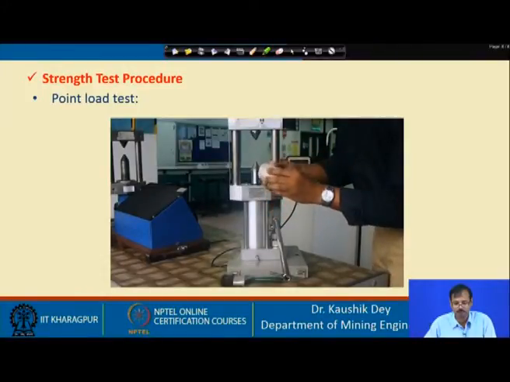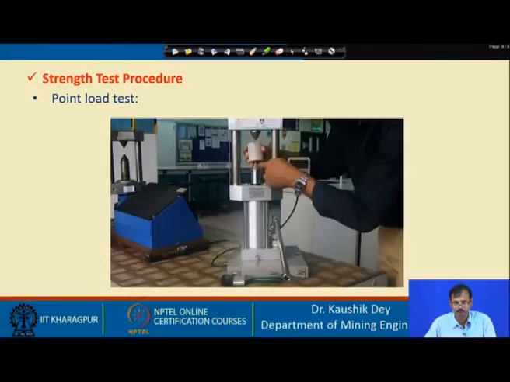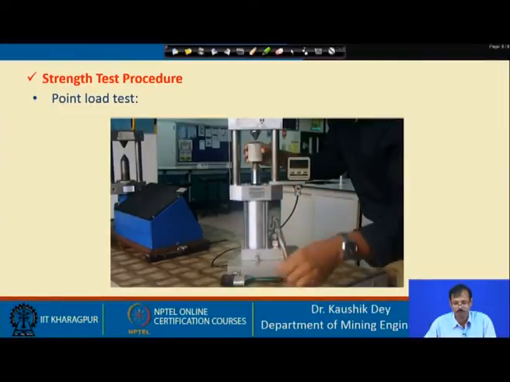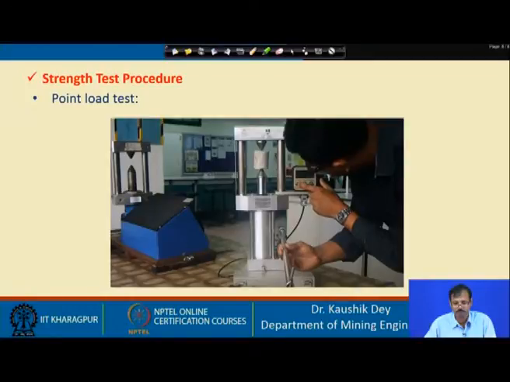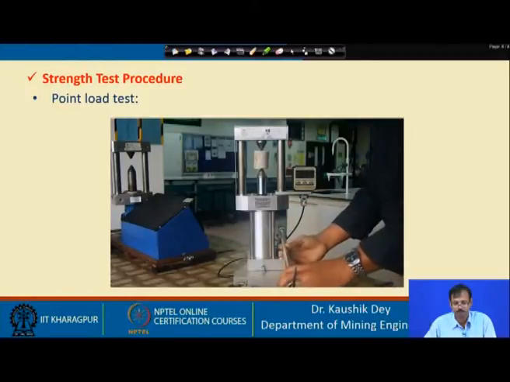Then place this rock sample in between the sharp edges, as you can see here, bottom and top edge. Then give a little pressure so that the sample is properly located and cannot move anywhere. After that, set the gauge reading to 0. Usually the unit used is a single unit, which is newtons.